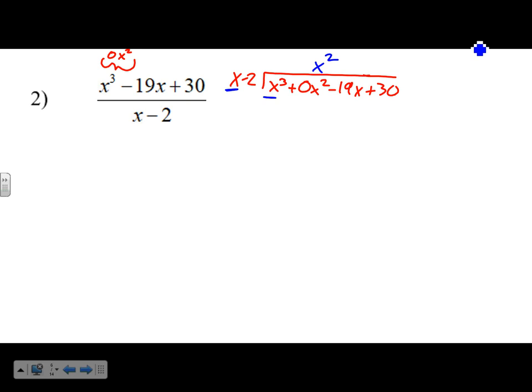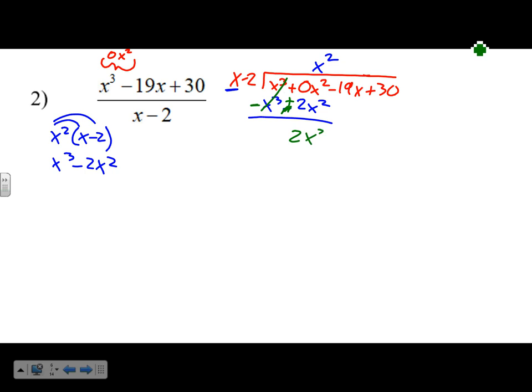So if you actually do multiply that, x squared times x minus 2 is x to the third minus 2x squared. So we have x to the third minus 2x squared. Go through here, change your signs. This is going to be a negative. This negative is going to be a positive. And add them together. So those cancel. We get positive 2x squared.